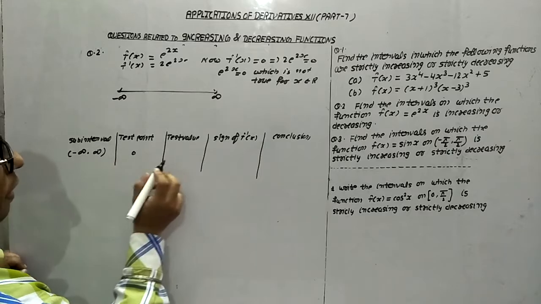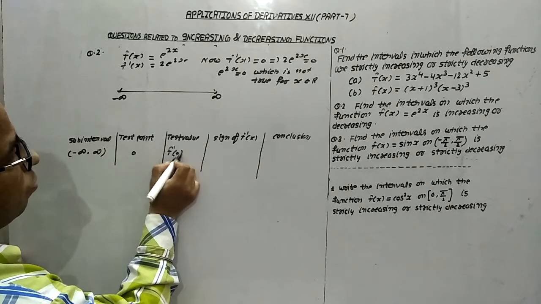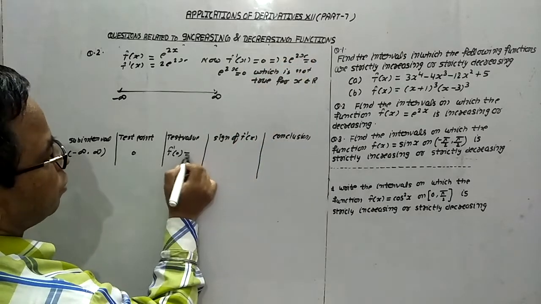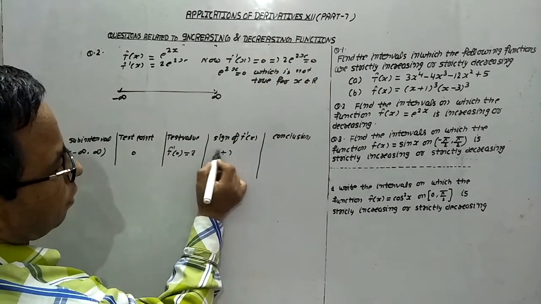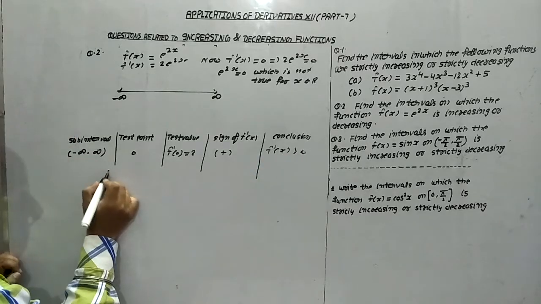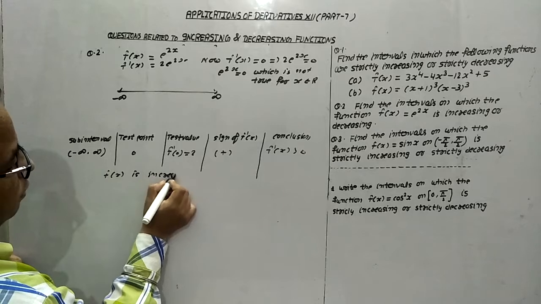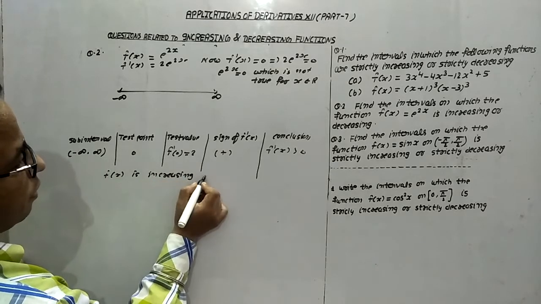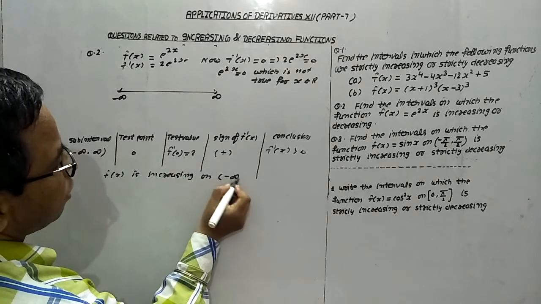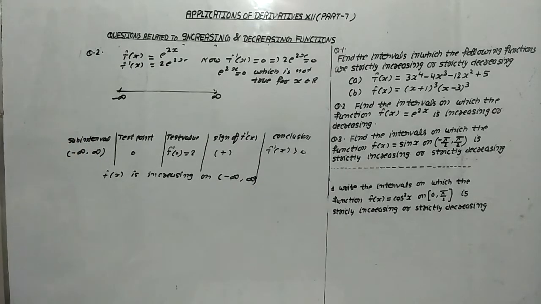So the test point we are taking is 0. It means f dash 0: e raised to power 0 is 1, so this is 2, which is positive. It means f dash x is greater than 0. It means f x is increasing on minus infinity to infinity. And this is the answer.